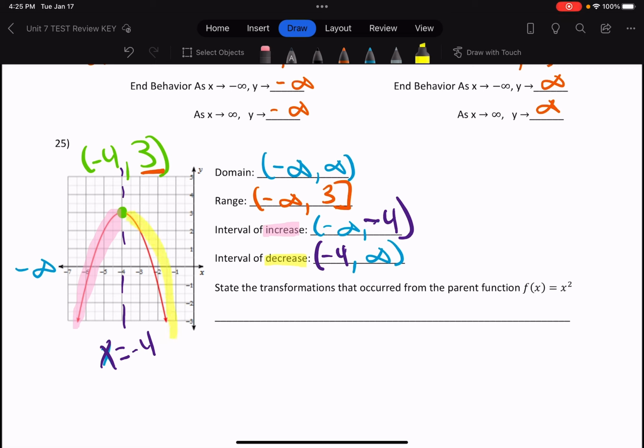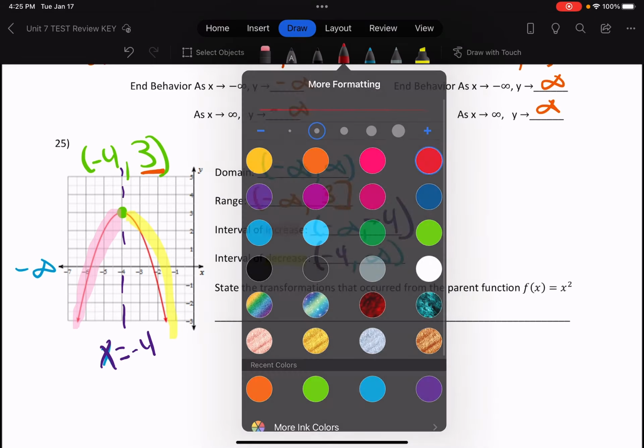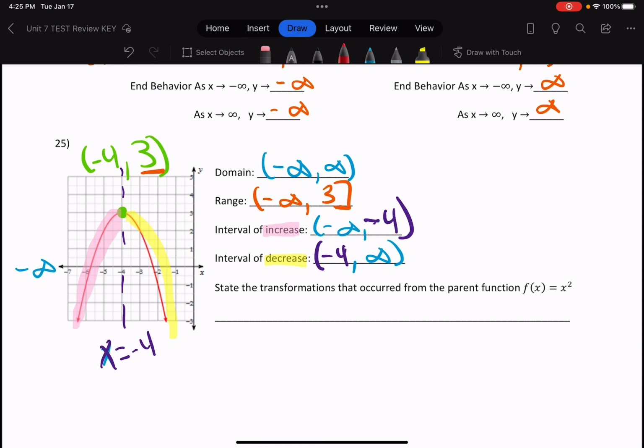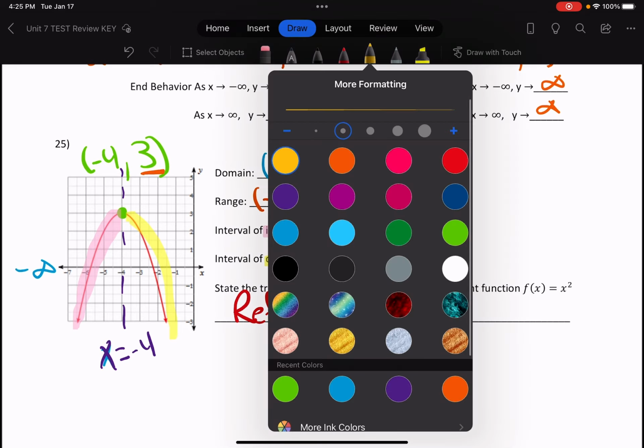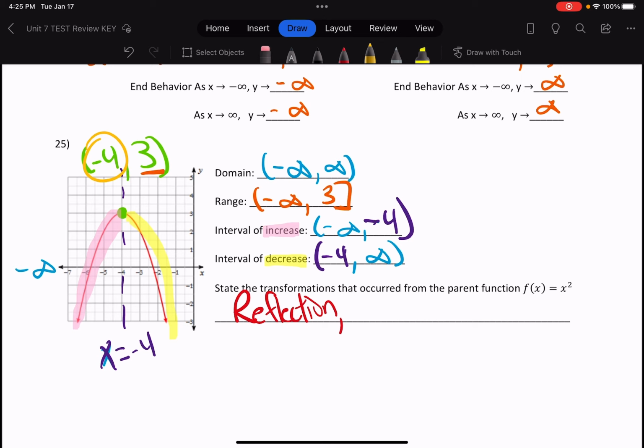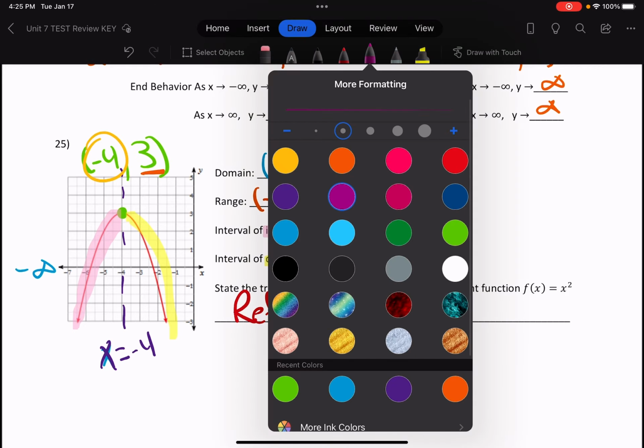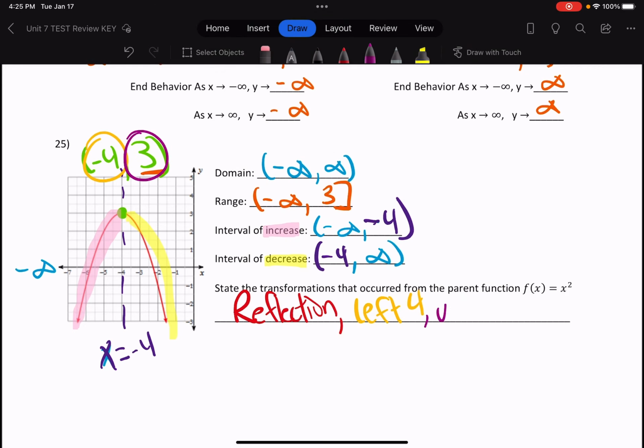It's also asked me to state some transformations that have occurred to the parent function. So if I'm looking at this, first off, I know it's facing downward, so there's been a reflection. Then I'm going to look at my vertex to give me some other characteristics. Looking at that h value of the vertex, I know I've gone left 4 units. And looking at the k value of the vertex, I know I've gone up 3 units. When it says that parent function of x squared, that's just saying that there's been no transformations performed on that function originally.